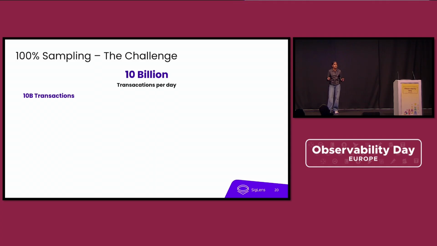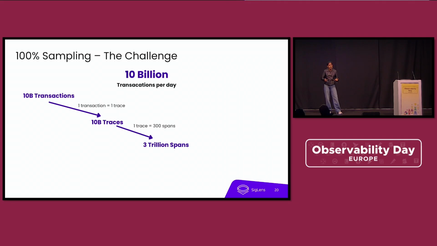Let's picture this with some numbers, to see how big the trace data can be. Let's say you have 10 billion transactions per day, which means you have 10 billion traces, as each transaction is a trace request flowing. Typically, a trace has 300 spans. Each span represents an operation in the service. And each span has some metadata like timestamp, tags, and headers, which adds up to 2 KB. So now you can see you have 3 trillion spans happening per day, which combines to 6 petabytes of data.